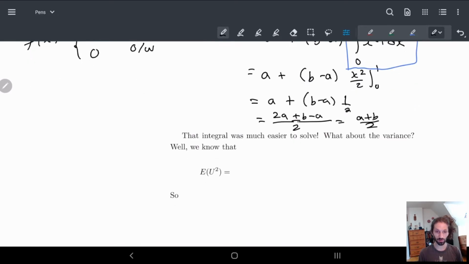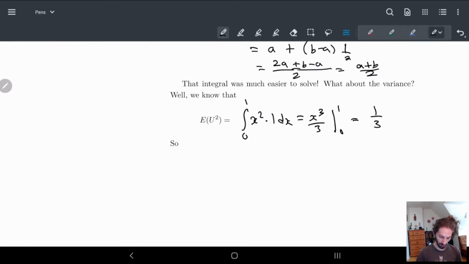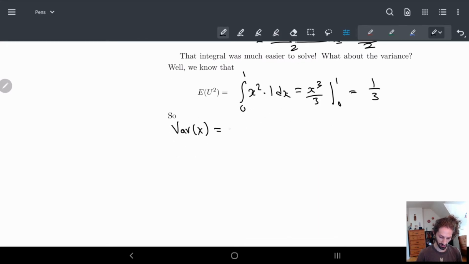So let's actually do the same thing with variance. So here, let's look up E of u squared. So this is not too bad, right? This is 0 to 1, x squared times 1 dx. So this is just x cubed over 3 from 0 to 1. And so this just gives me 1/3, right? So let's calculate var of x. This is just E of x squared minus E of x squared. Well, the second one we already know.